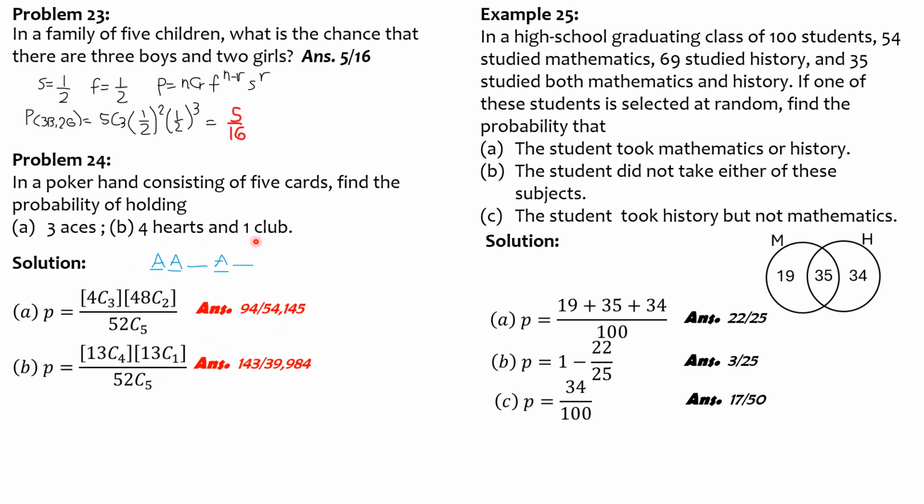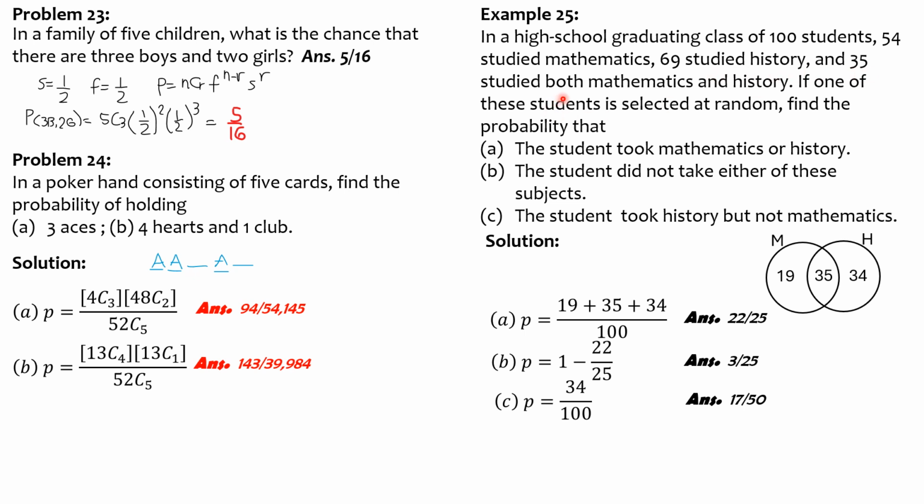Next is 4 hearts and 1 club. The 4 hearts should be chosen from the 13 heart cards, ace to king heart cards, and we only select 4. So 13C4. Then 1 club is also from 13 cards, ace to king, 1. And total number of outcomes is 52C5. And that's 143 over 39,984.